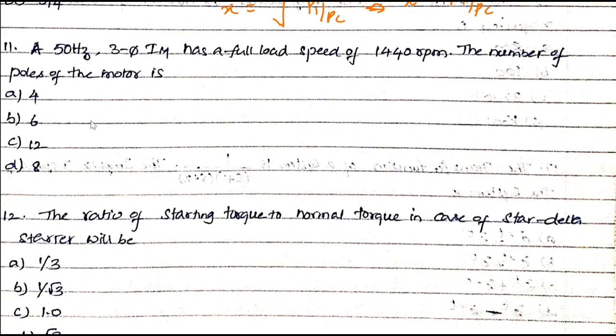Next one, a 50 Hz 3-phase induction motor has a full load speed of 1440 rpm. The number of poles of the motor is? Assuming that the full load speed is Nr equal to 1440 rpm, the slip will be around 4%. Ns will be more than that, so let's take 1500 rpm. Otherwise you can do the calculation by assuming the slip is 4%, and you will get the Ns value.